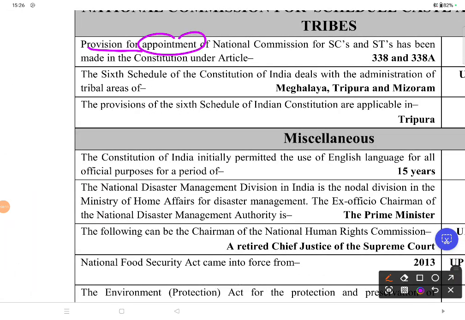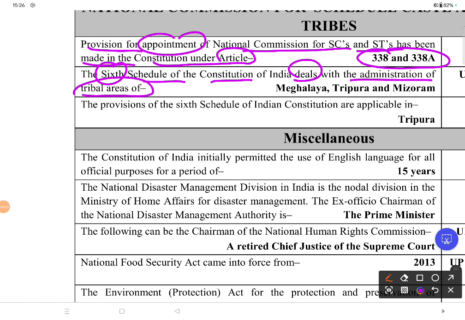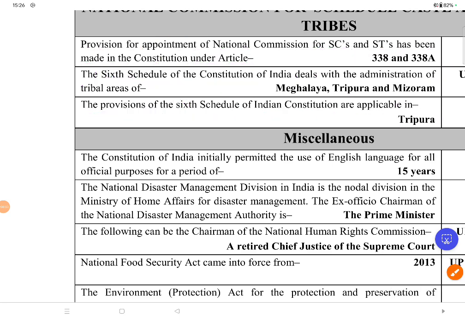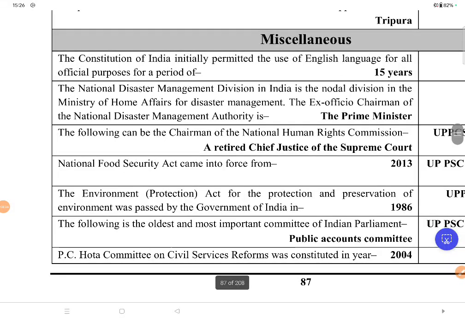Provision for appointment of the National Commission for SC/STs has been made in the Constitution under Article 338 and 338A. The 6th Schedule of the Constitution of India deals with the administration of tribal areas of Meghalaya, Tripura and Mizoram. The provisions of the 6th Schedule of the Indian Constitution are applicable in Tripura. Move on to the next section, that is the miscellaneous section.